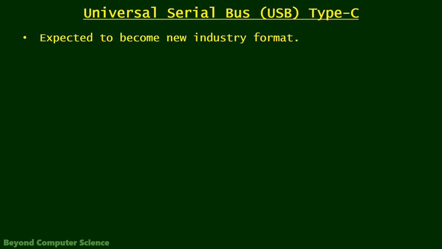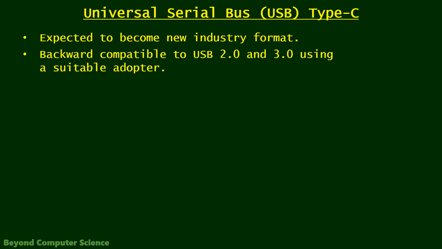It is expected to become the new industry standard, a new format. You will have a USB Type-C port and cable in every device very soon. It is backward compatible to USB 2.0 and 3.0 using a suitable adapter. Basically, USB Type-C is in a different shape, so you cannot use the same port for connecting Type-C. But with a suitable adapter that can take input from USB Type-C and convert it into the older versions, you can still connect USB 2.0 and 3.0.